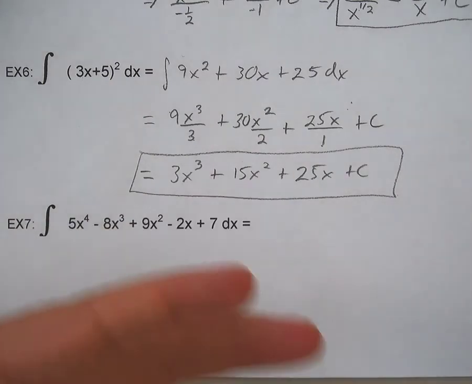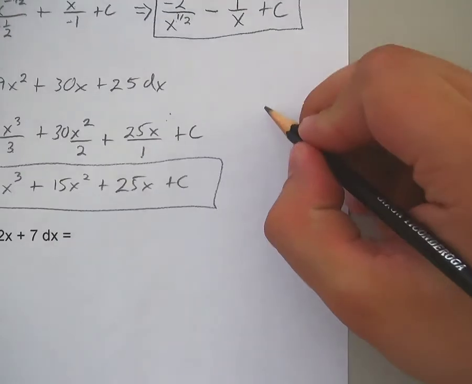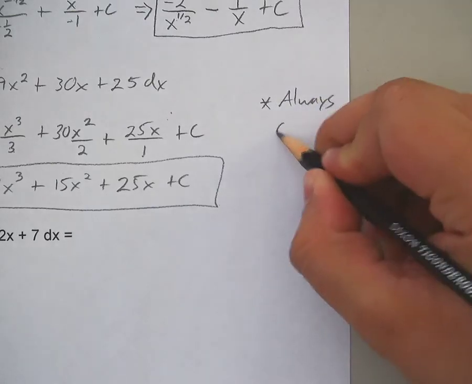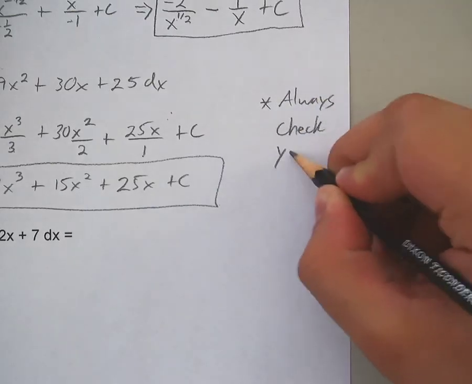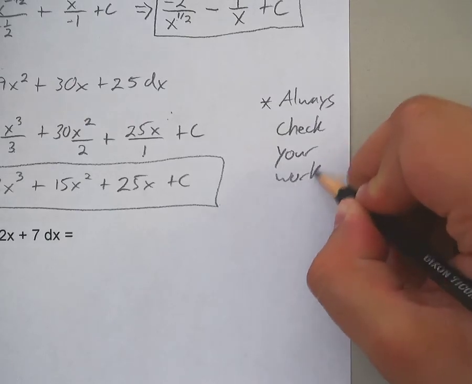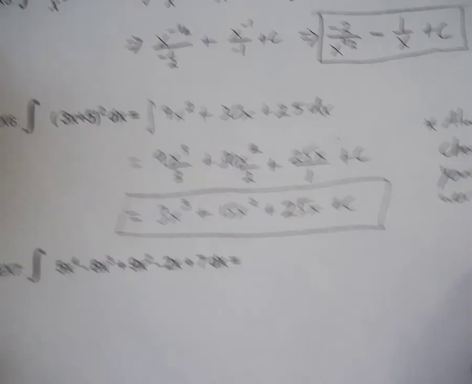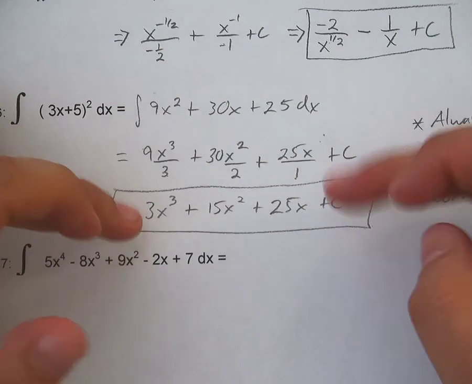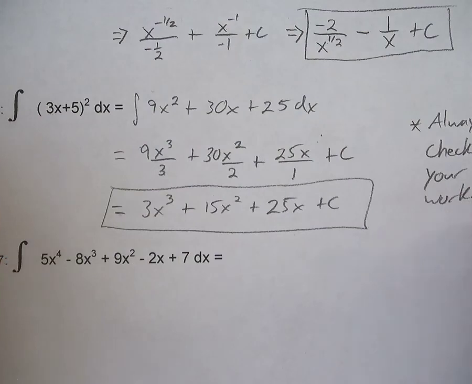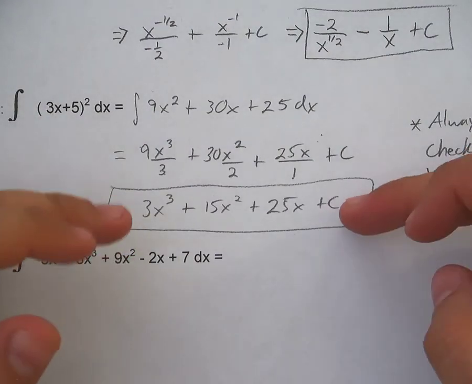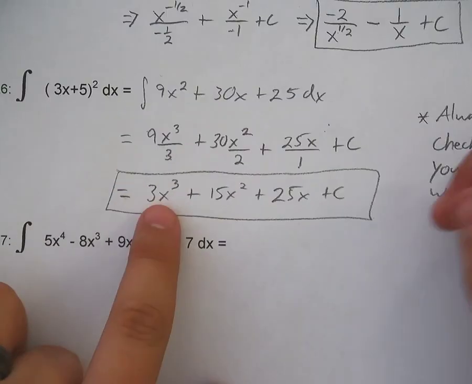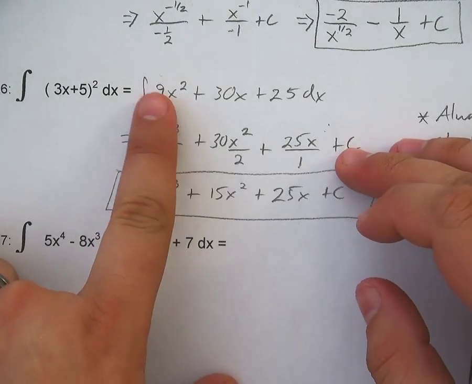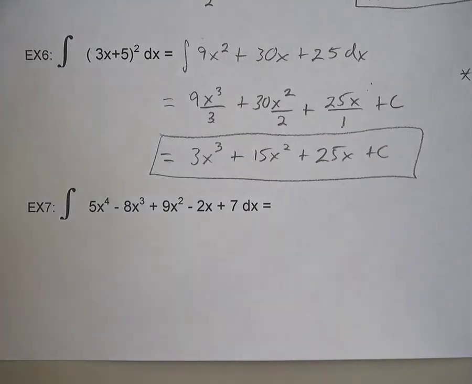You should always be able to go back. So I'm going to put a little asterisk over here. Always check your work. It's so easy to take the derivative of this and make sure you end up with where you're at. Because if I had taken the derivative of this and I ended up with like 15x squared, I'd have said, whoa, buddy, I need to figure something out here because this ain't right. Okay.